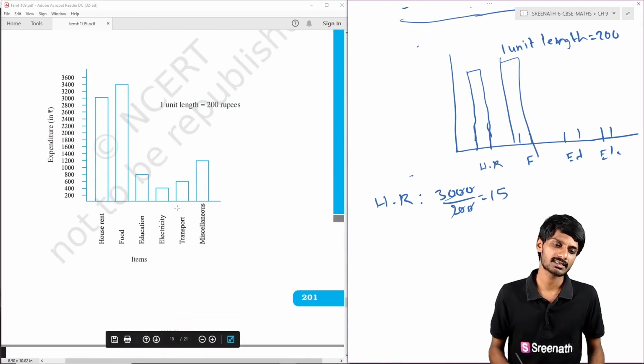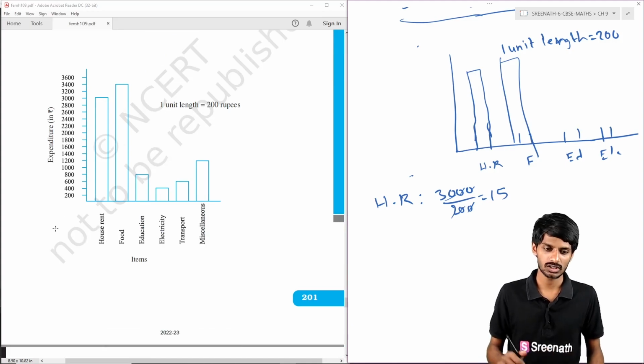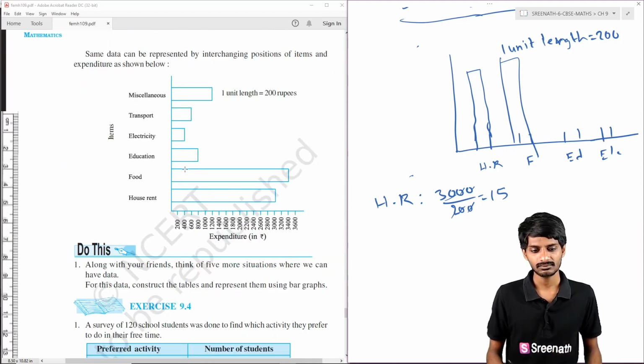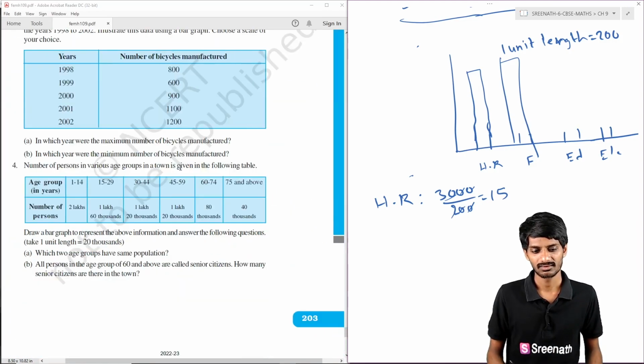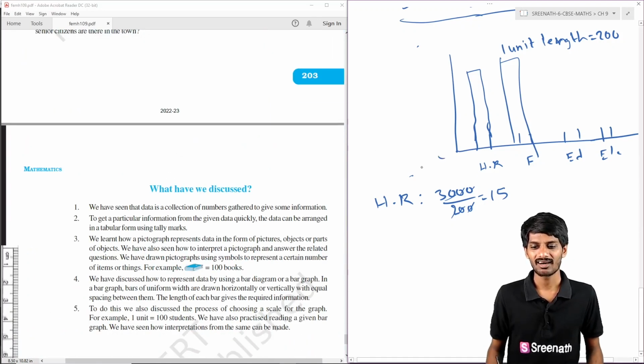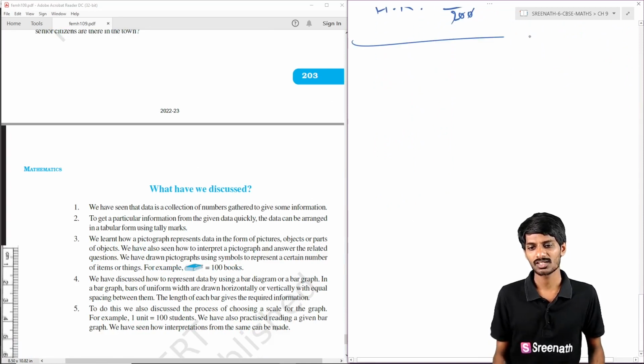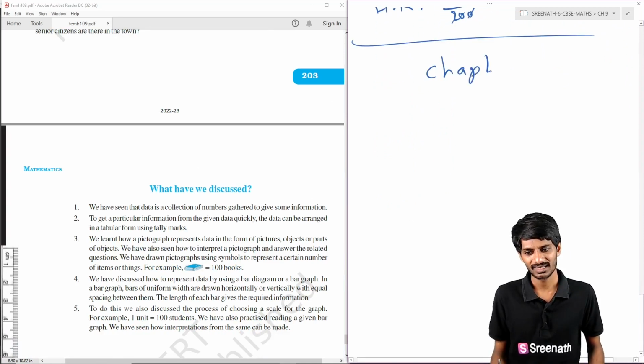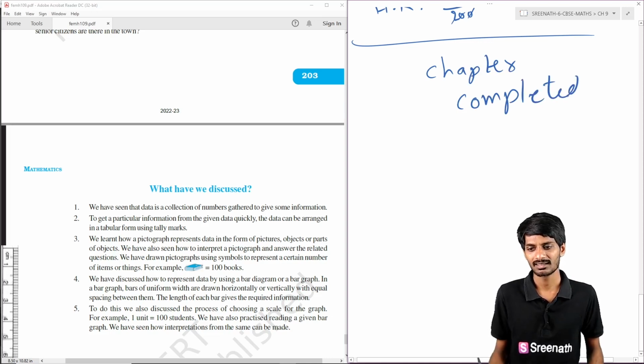And you have to name the x-axis, horizontal, and the vertical axis, like that, friends. So finally our chapter is completed, students. Hope you have understood well. Chapter completed. Now we will see the whole summary of this chapter, students.